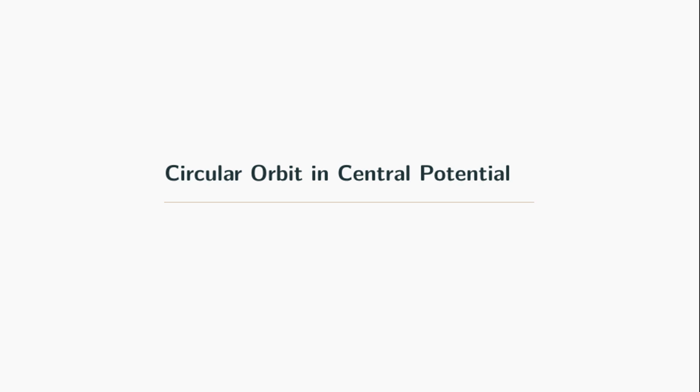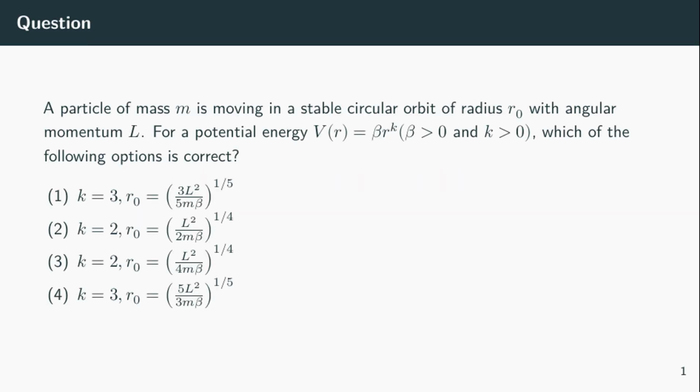Alright, let's talk about circular orbits when a particle is moving under a central force governed by a specific type of potential energy. So here's the question we're looking at. We have a particle with mass m that's in a stable circular orbit at a specific radius, let's call it r0. It also has a given angular momentum L.